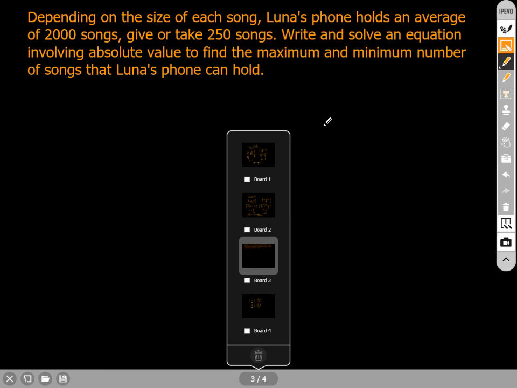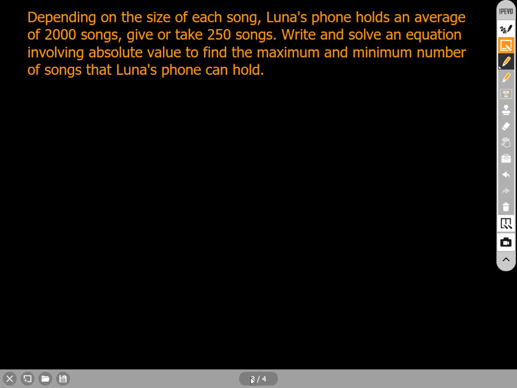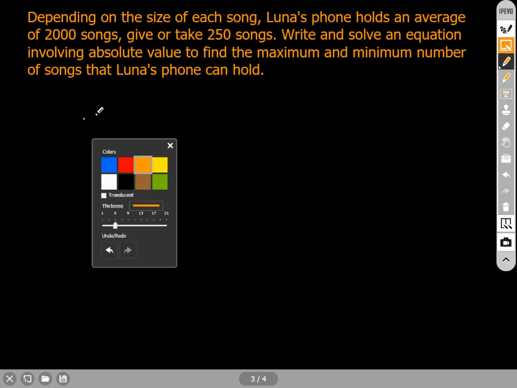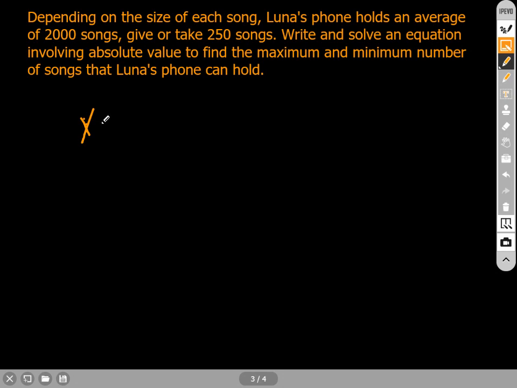All right, now we're going to look at a word problem. It says, depending on the size of each song, Luna's phone holds an average of 2,000 songs, give or take 250 songs. Write and solve an equation involving absolute value to find the maximum and minimum number of songs that Luna's phone can hold. So let's think about this here. Her phone holds 2,000 songs, give or take 250. So she's got x number of songs on her phone minus the 2,000 gives us plus or minus 250.